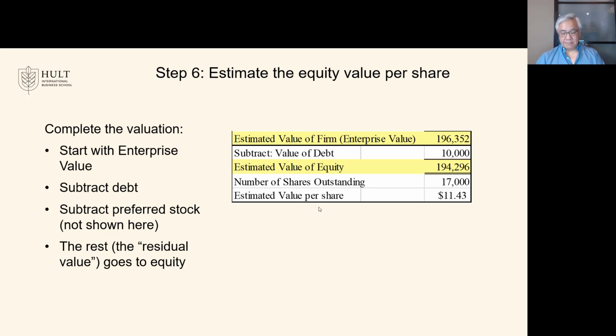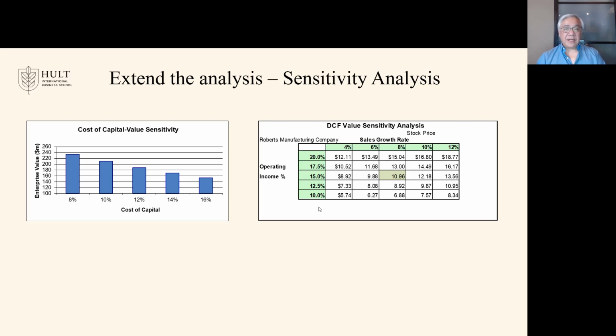As we did in other projections we did during this course, we can extend the analysis by doing some sensitivity analysis. On the left, we see the sensitivity of the value to differences in the weighted average cost of capital. And as you might imagine, it has enormous effect on the value of the company.